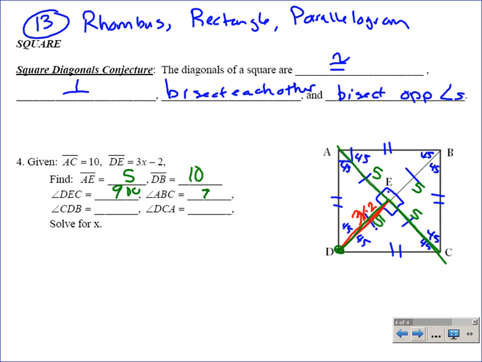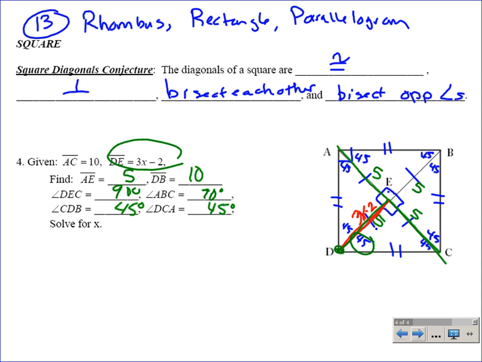This is 90 degrees. You said CDB. So from C to D and then over to B. That's this angle right here. 45. DCA. DC to A. That's also going to be 45. And here's the last thing. We use this concept here.